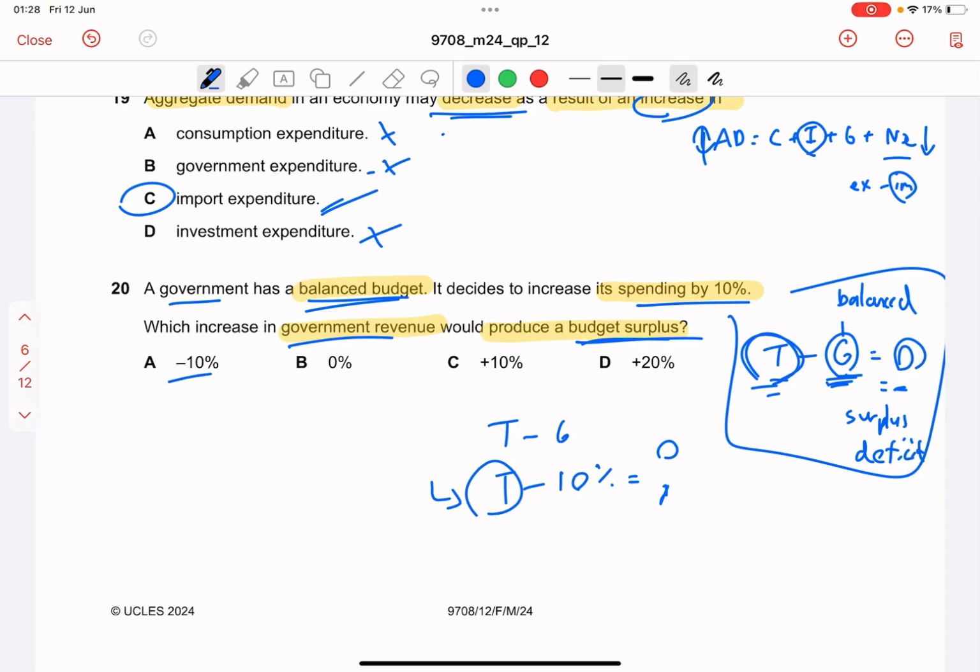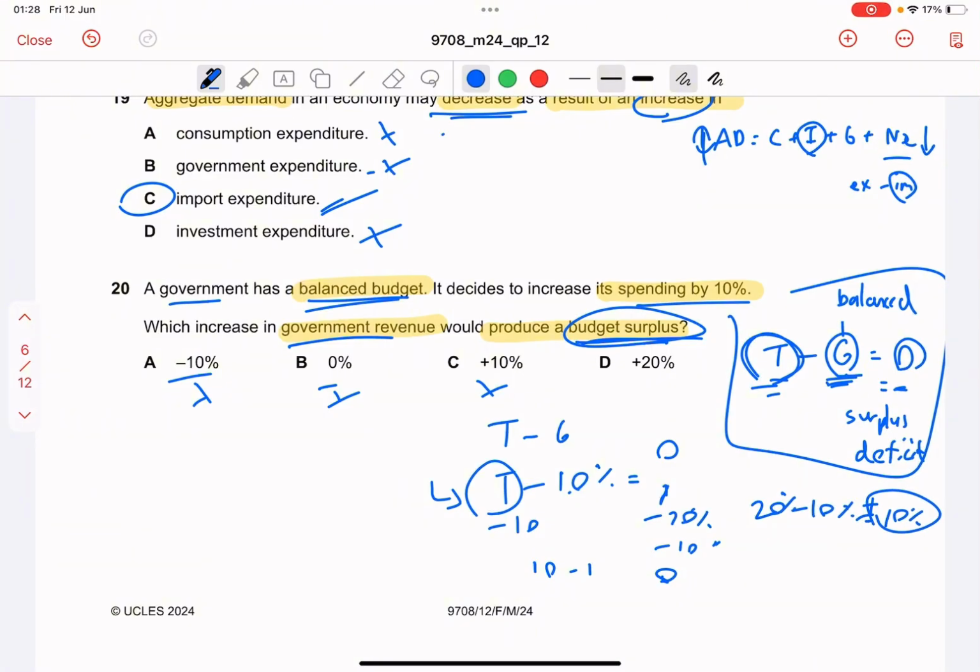If we put in minus 10%, minus 10% minus 10%, it would be minus 20%. That would be a deficit, so no. If you do 0, it would be 0% minus 10%, which would give us minus 10%, so nope. Plus 10% minus 10% would give us 0, which is a balanced budget. That's not what we want. We want a surplus, so nope. 20% minus 10% will give us positive 10%, which is greater than 0. And that does give us a budget surplus. So D would be our answer. And yes, D is the correct answer.